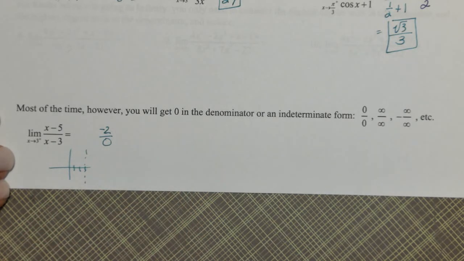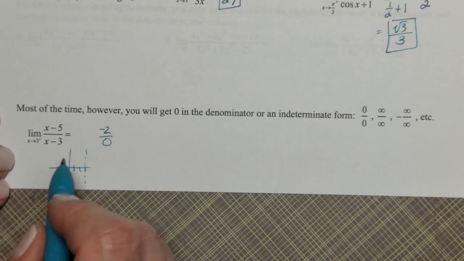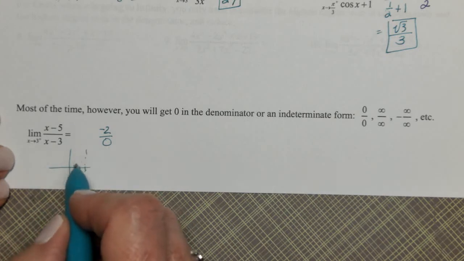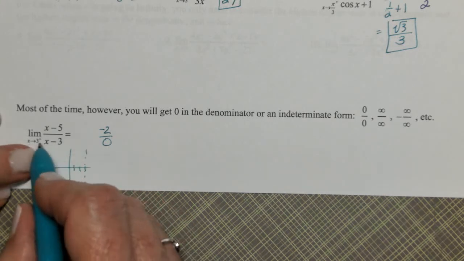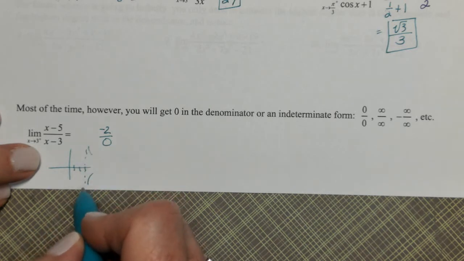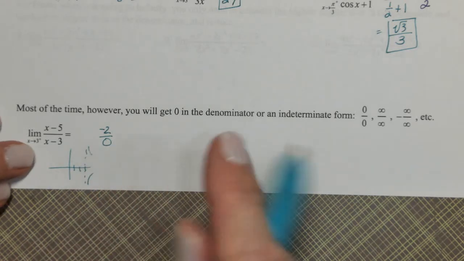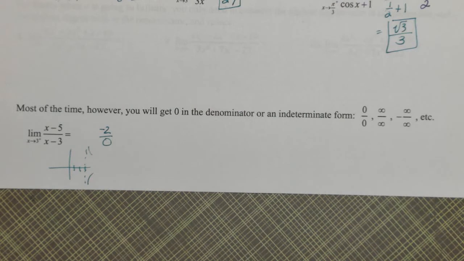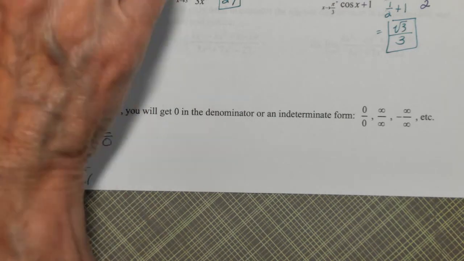There's a vertical asymptote there. I know my curve is either going to go to positive infinity or negative infinity. I just don't know which one. So let's take a look at how we can figure out which one.